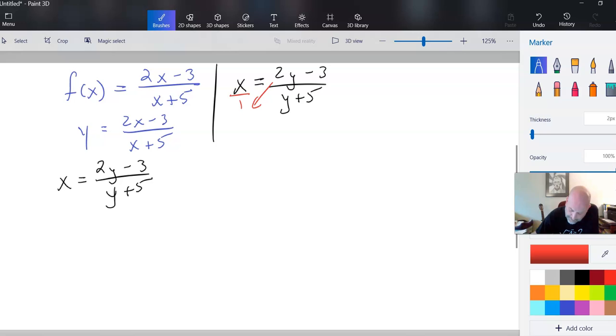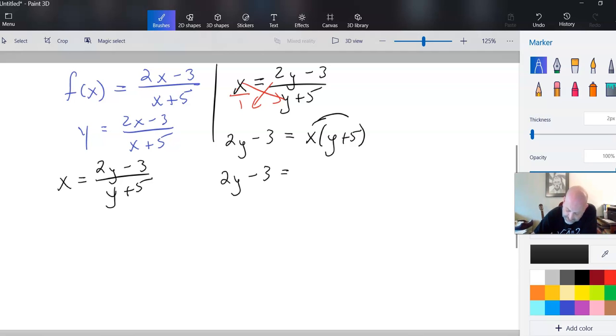If I multiply this way, what I get is 2y minus 3, right? Because it's 1 times that numerator. And if I go the other direction, I get x times y and x times positive 5, right? If you don't want to distribute it first, it actually looks like this. It would be x times y plus 5. But there's no reason, once you understand what's going on, that you can't distribute as you go. And then we would distribute this x. So now we have 2y minus 3 is equal to xy plus 5x.